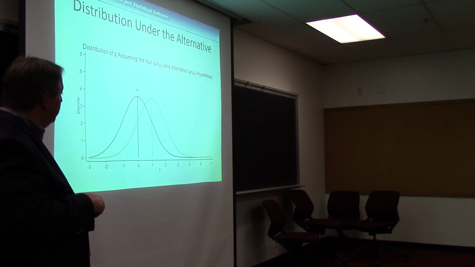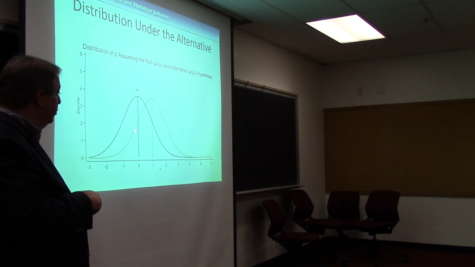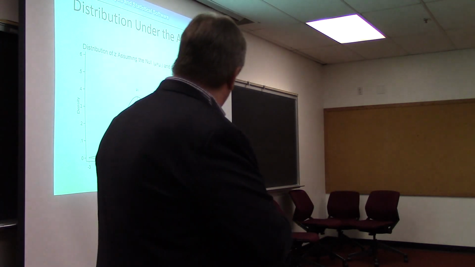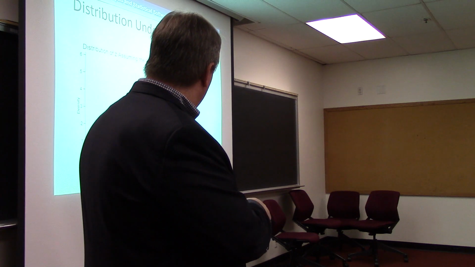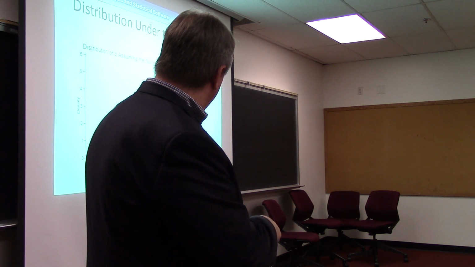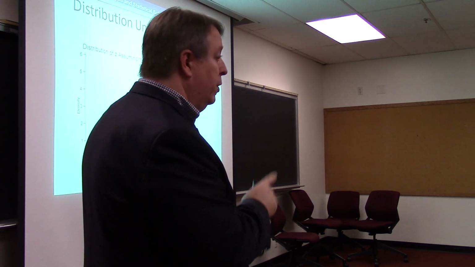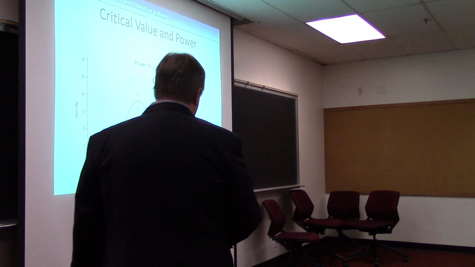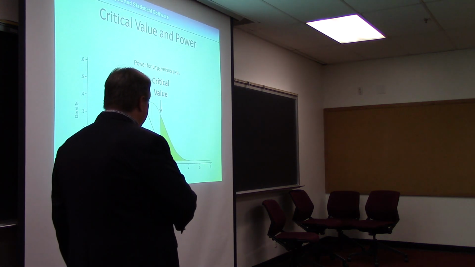Now, what happens if I draw my distribution assuming that the alternative hypothesis is true? Remember, I assume the standard deviation is the same, but the mean is 1. So this green, the colors are really strange here, this green distribution is the distribution assuming the alternative is true. If I look at that critical value, that's the same critical value I had before.